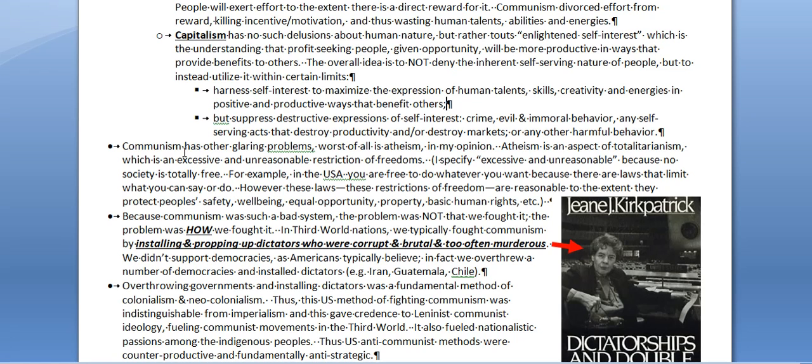Communism has other glaring problems. Worst of all is atheism, in my opinion.